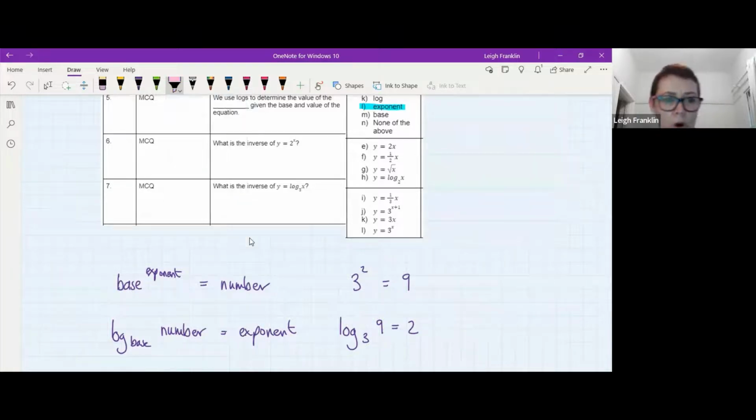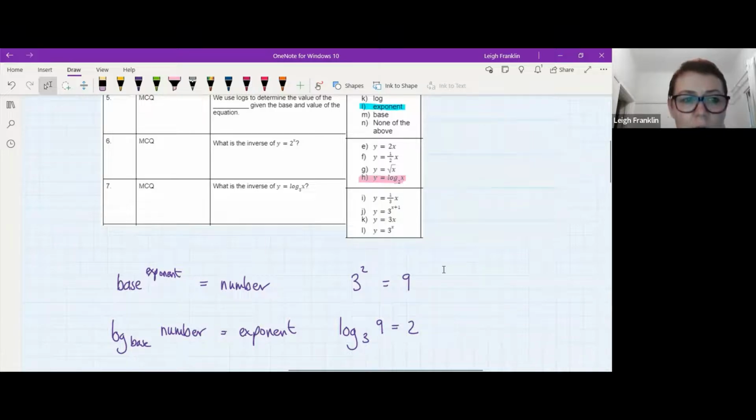Okay, so the next one was, what is the inverse of y equals 2 to the x? So what did you say here, guys? Indeed. Okay, well done. It is h. Okay, so the log function. Good job. Yes, Lisedi. Yes, Taniko.